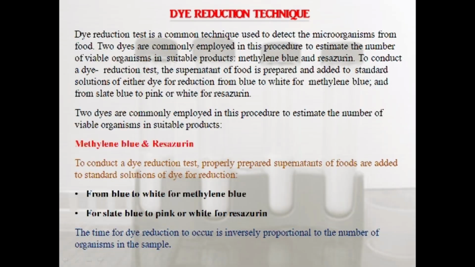Next, we have the dye reduction technique. The dye reduction test is a common technique used to detect microorganisms from food. Here, 2 dyes are commonly employed in this procedure to estimate the number of viable organisms in suitable products: methylene blue and resazurin. To conduct a dye reduction test, the supernatant of food is prepared and added to standard solutions of either dye for reduction from blue to white for methylene blue and from slate pink to white for resazurin.